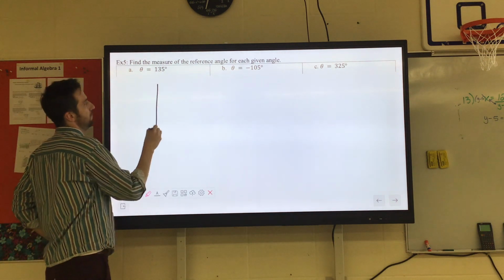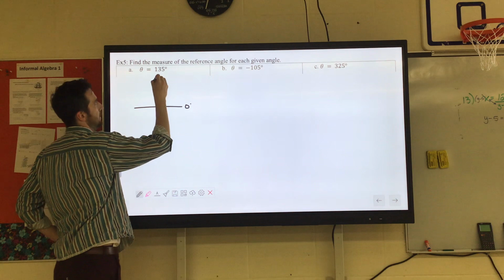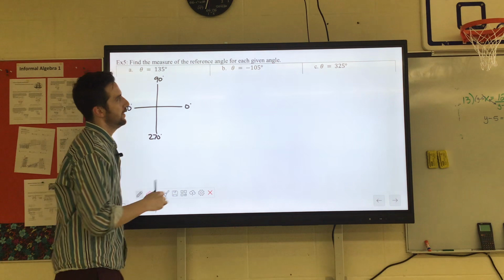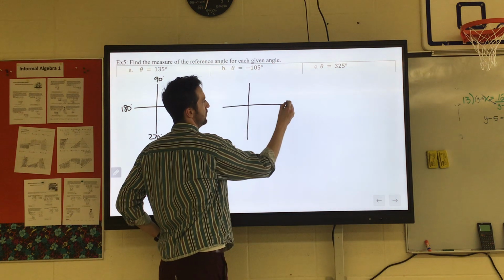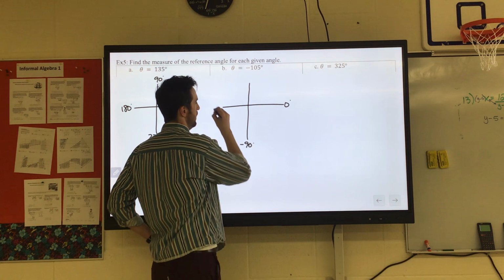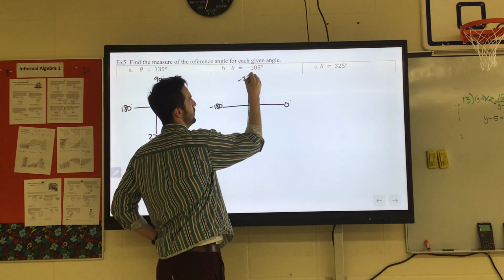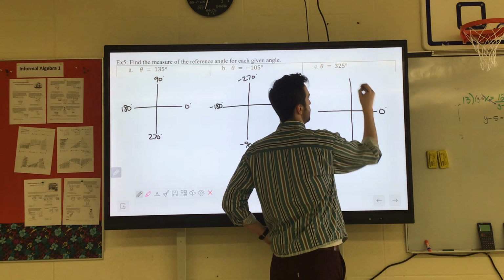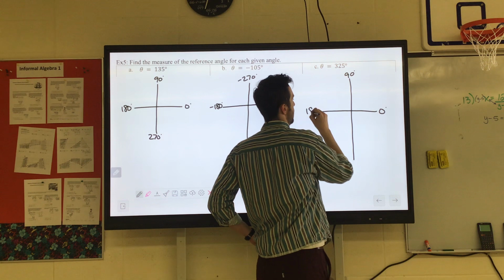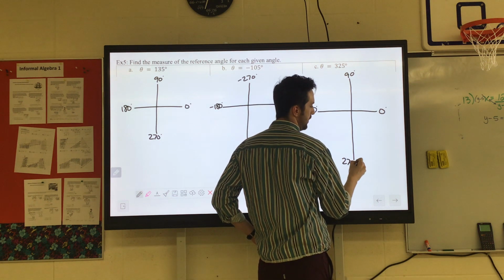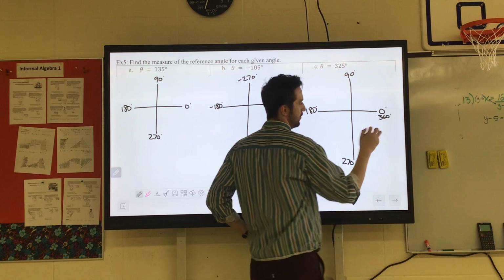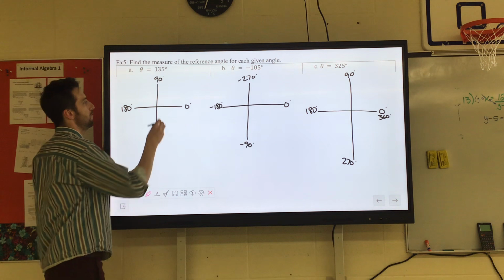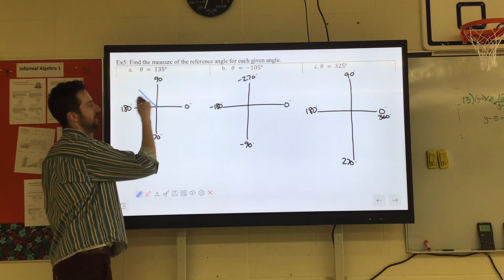So 135, it's a positive angle, so 0, 90, 180, 270. We'll come back to that. Here we have negative angles that we're using, so 0, negative 90, negative 180, negative 270, okay. And then this one is also positive, 0, 90, 180, 270. I see it's going to go beyond 270, so I'm going to put 360 under that 0 just for my own reference here. So if I'm drawing this first angle, 135 degrees would show up here, between 90 and 180.